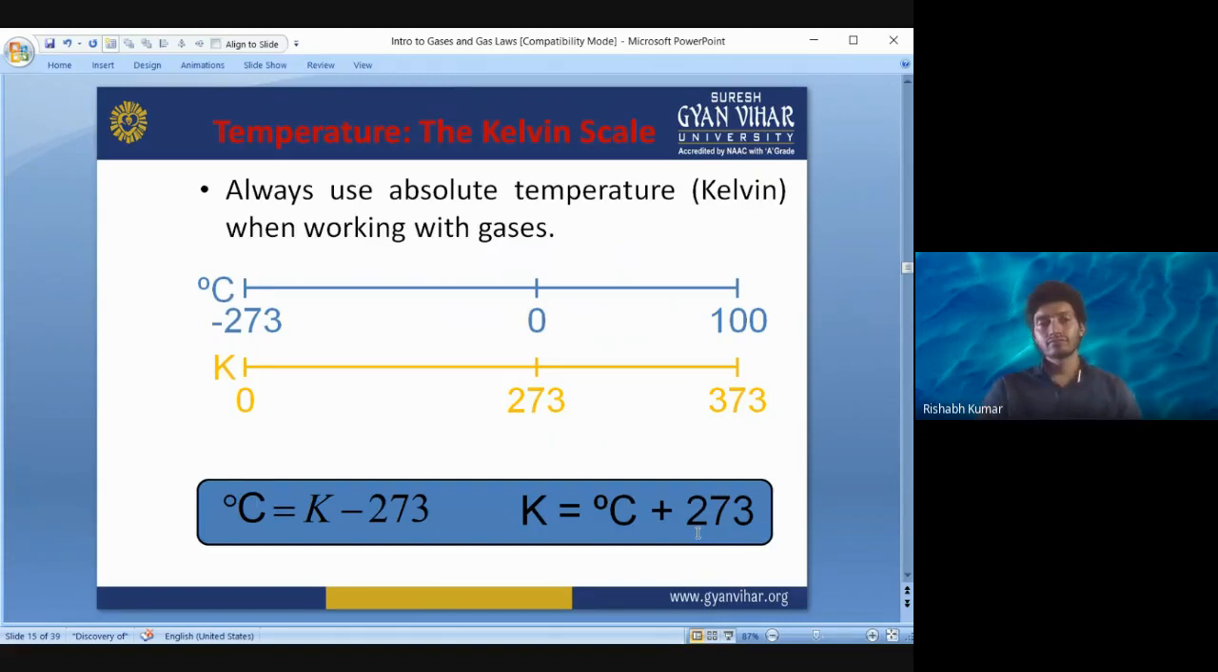So always use absolute temperature. Absolute temperature means Kelvin. Okay. When we are working with gases, we will use the Kelvin scale to measure the temperature. The temperature in Kelvin is also known as absolute temperature.